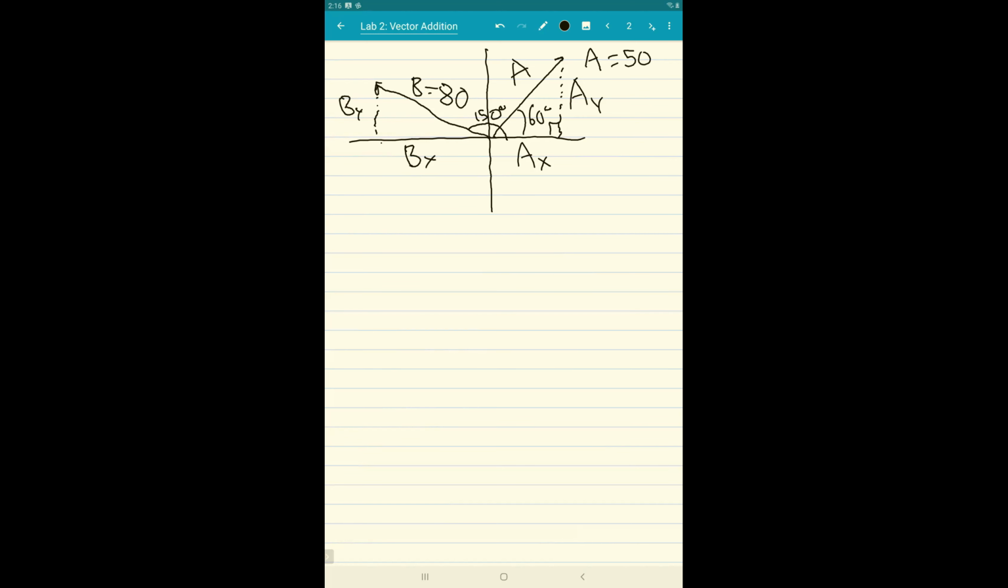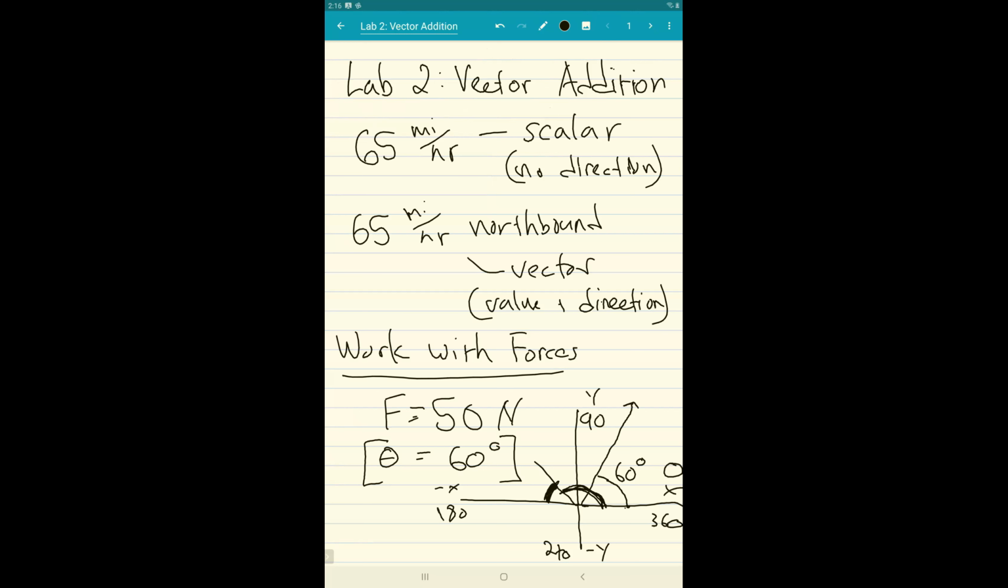Now, there's a couple ways to do this. You can use trig, which I'm going to show you right now. And then I'll tell you what I mean in a second. What we need to remember here are some tools, which maybe I should write on a different page. Tools to remember.